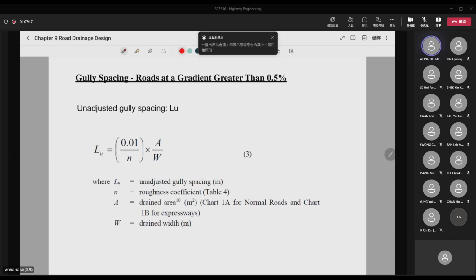For this one, you can find that from the table. And then the drained width is the width that can have the drainage. Usually, it is the width of the road under consideration. So it is the so-called drained width. That means it's the width that water may drain from it. So basically, it is the width of the road, including the carriageway and the footway. Because all the water on the carriageway and the footway can be collected by the gully, right? It is the drained area or drained width.